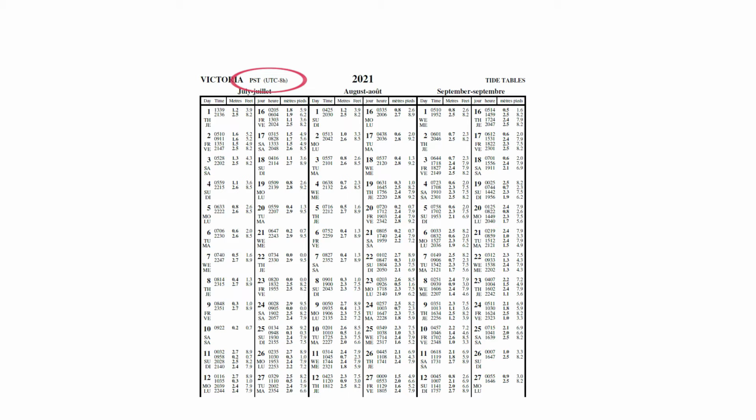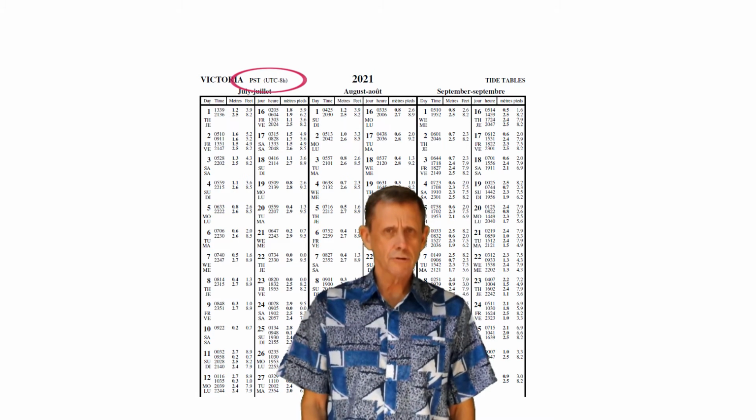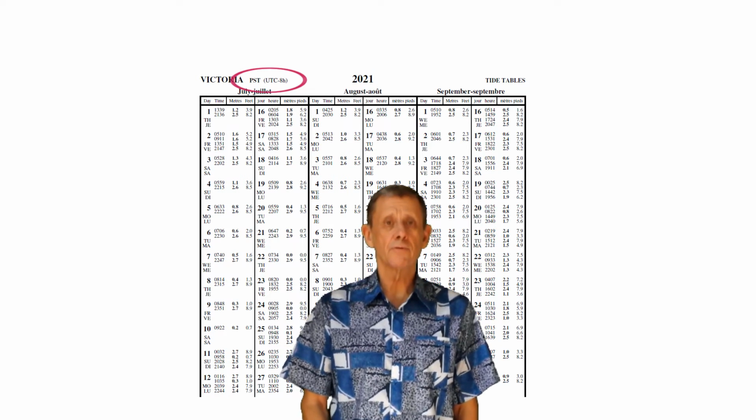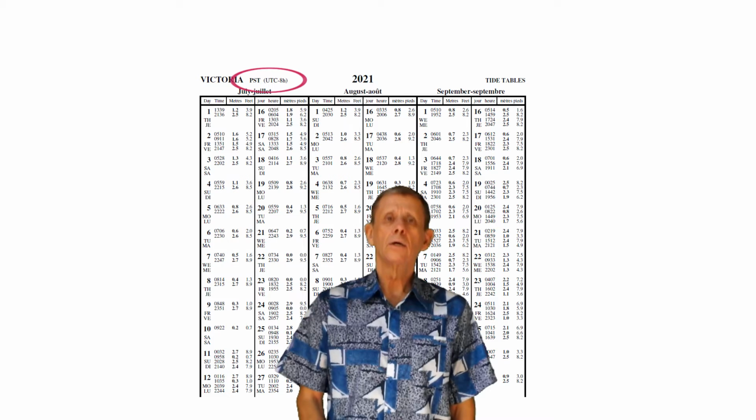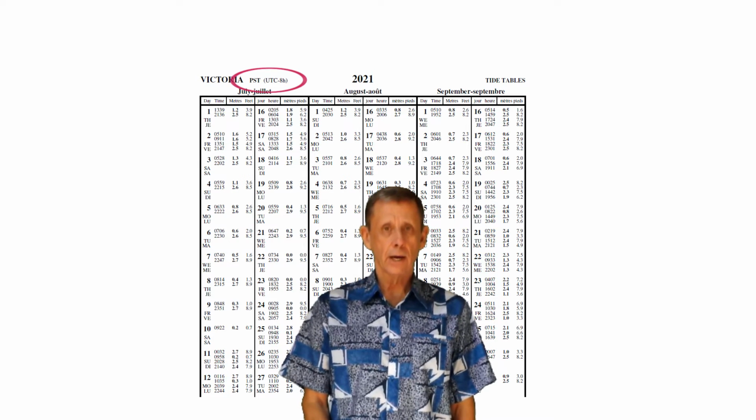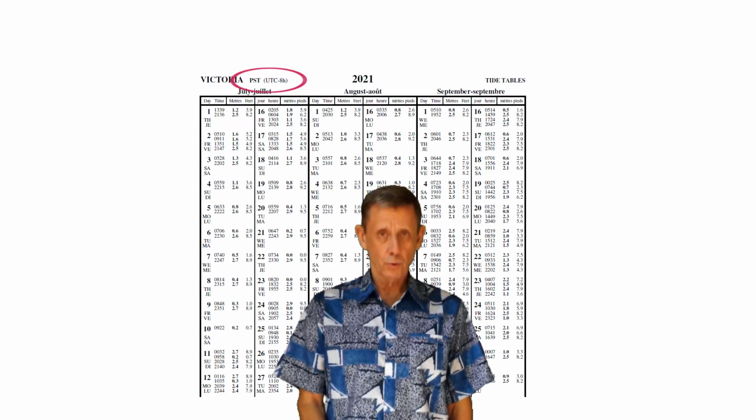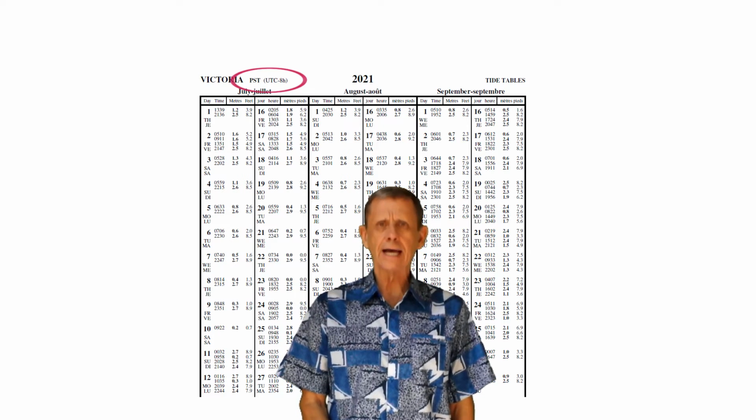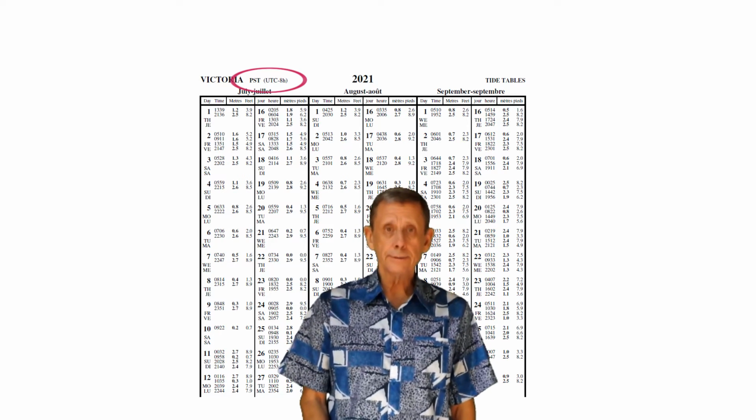So if you're using the tables in summer and daylight savings time is in effect, you need to add an hour to all these times to get your local time. I always instruct my students that if anyone asks them to look up the time of the next high or low tide, look up the time, add the hour, and then always reply with the words daylight savings time. It saves confusion and having to ask every time, did you add the hour?